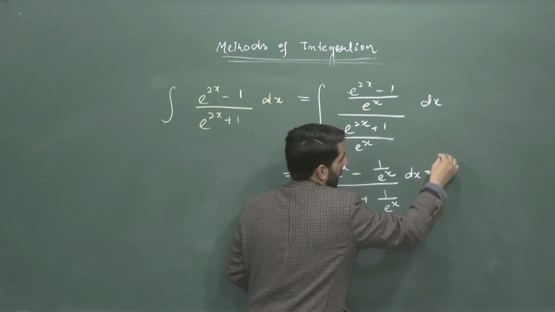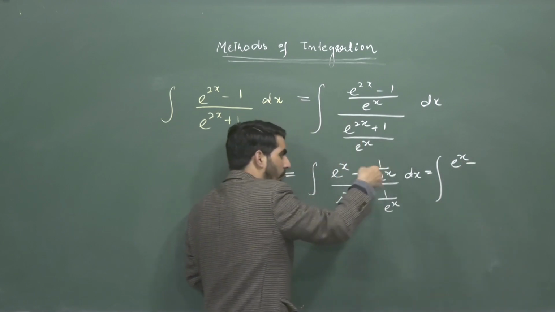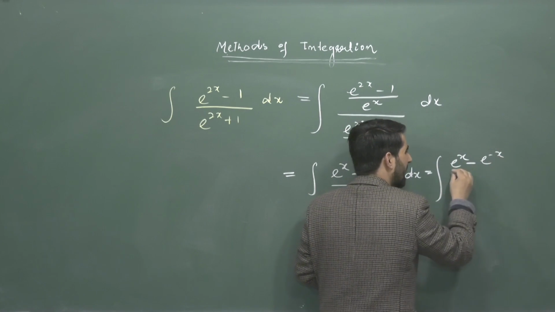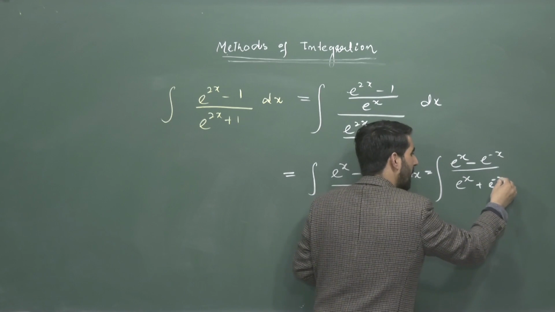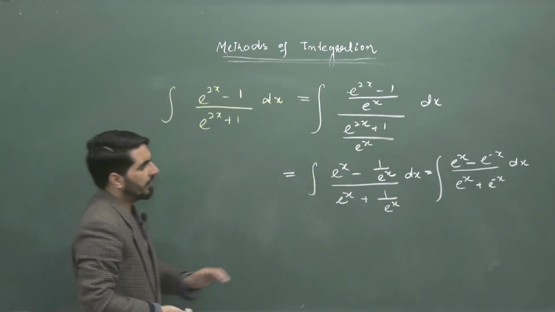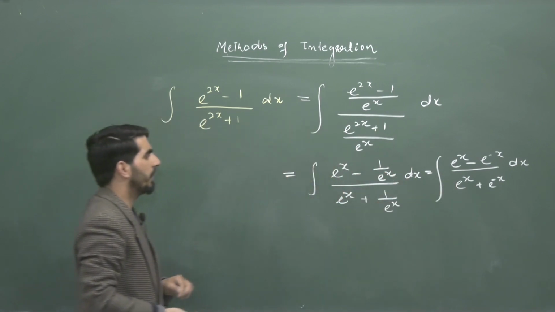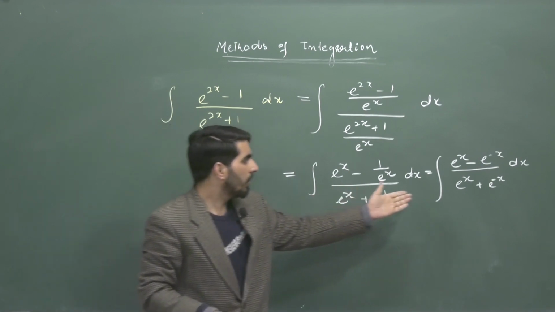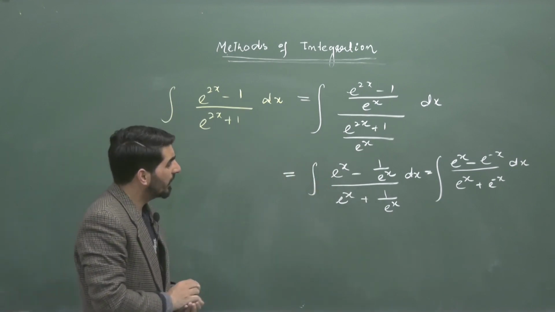This is equal to the integral of (e^x − e^(−x)) divided by (e^x + e^(−x)) dx. Now it is simple. Now it is simple to substitute here, or in other words, it is simple here to choose what is the best option to substitute.